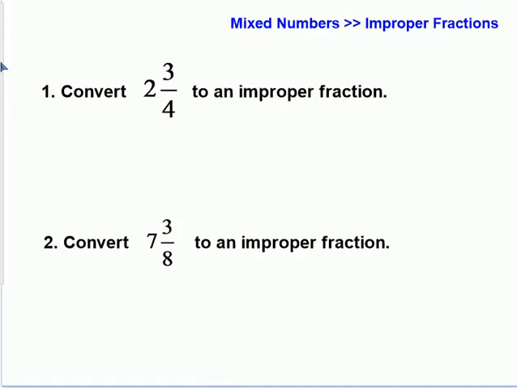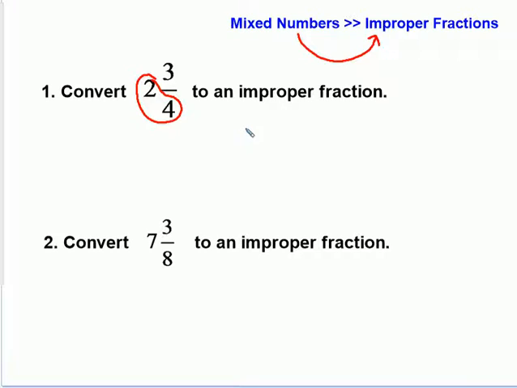First, let's talk about how we can convert mixed numbers to improper fractions. So we're going from mixed numbers to improper fractions. Here we have a mixed number. We have a whole number of 2 and a fraction of 3/4. If we want to convert a mixed number to an improper fraction, it is very simple. We take the whole number and we multiply that by the denominator, by the bottom number. We multiply these two together.